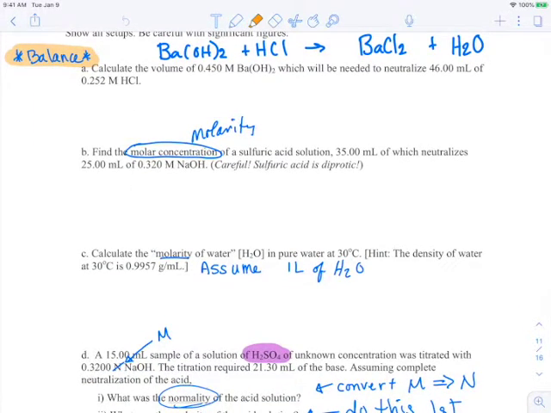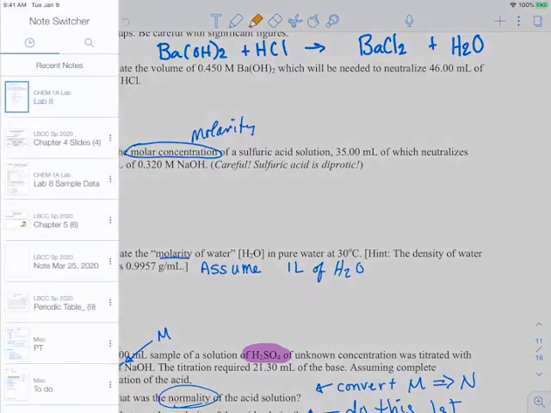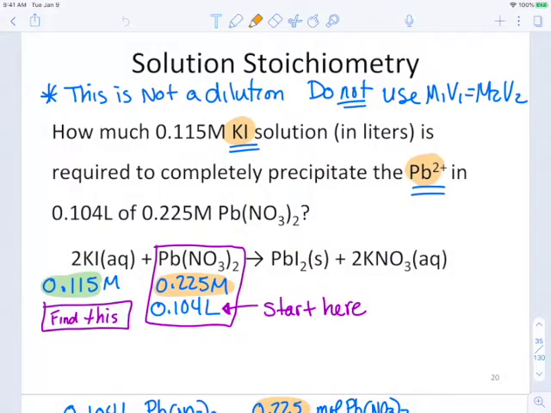All right, for part B, find the molar concentration, that is the same as molarity, for the sulfuric acid solution. And here we have 35.00 milliliters of that sulfuric acid neutralizes 25 milliliters of 0.320 molar NaOH. All right, and below it says be careful, sulfuric acid is diprotic. You do need a balanced chemical equation for this. And just to remind you of when we did this in lecture, I know it seems like forever ago.